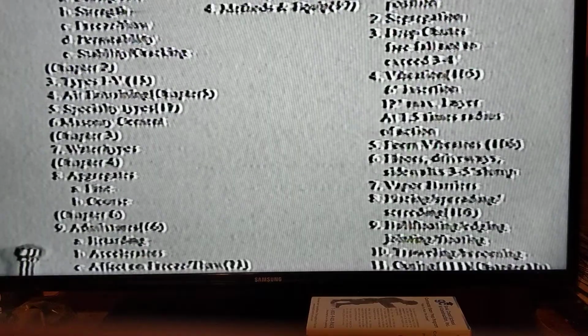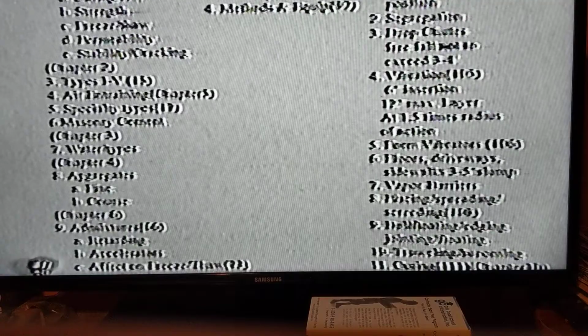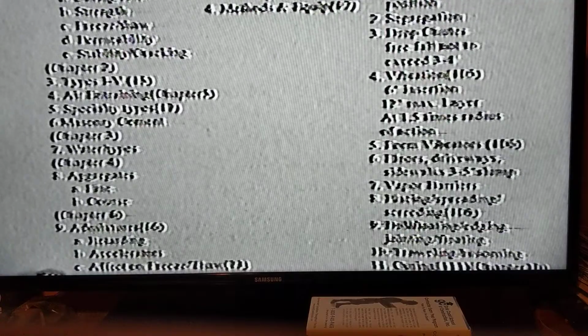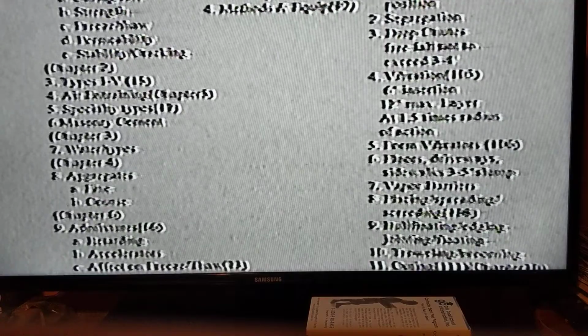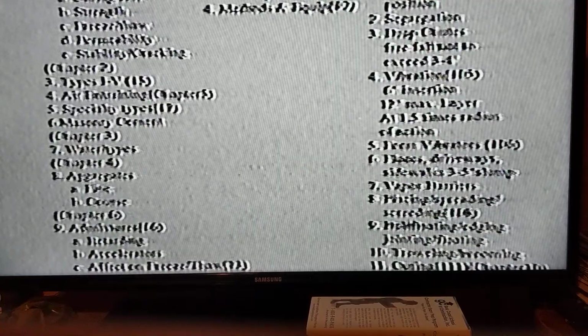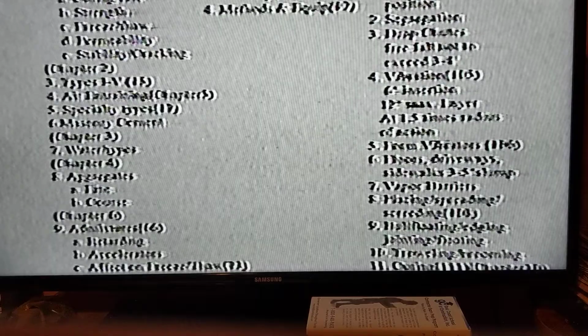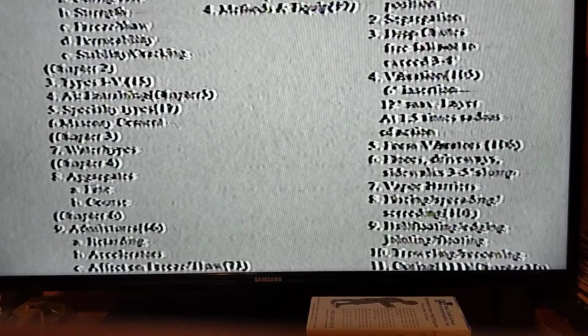Chapter 6 deals with admixtures. They break down into retarding admixtures and accelerating admixtures, the effect that some of these have on the freeze-thaw cycle and the workability agents. And number 10 deals with proportioning the concrete.